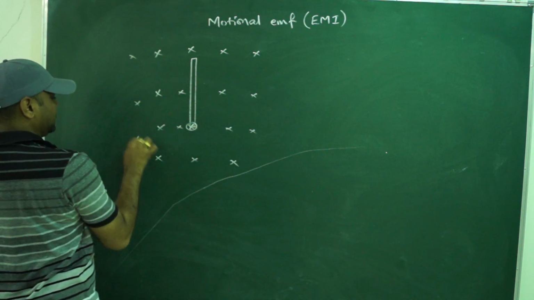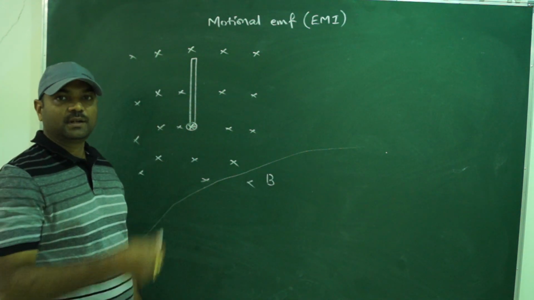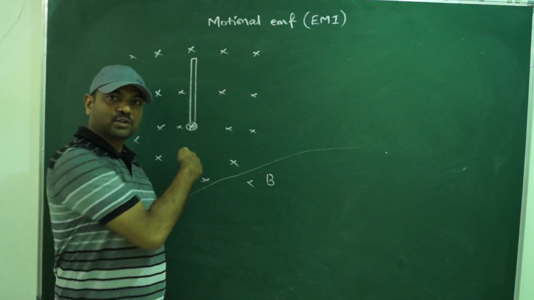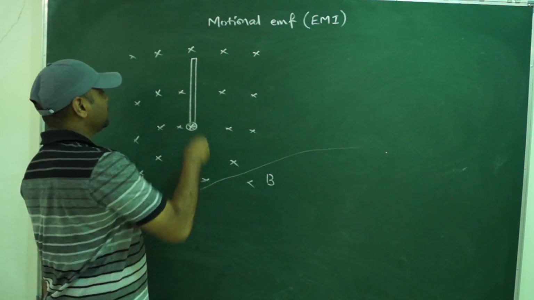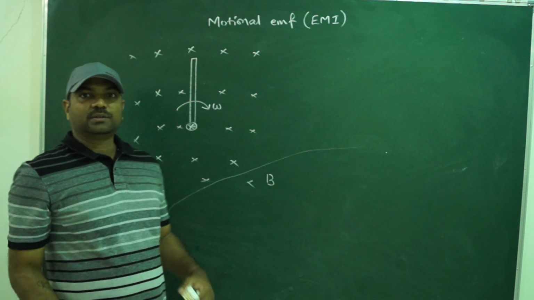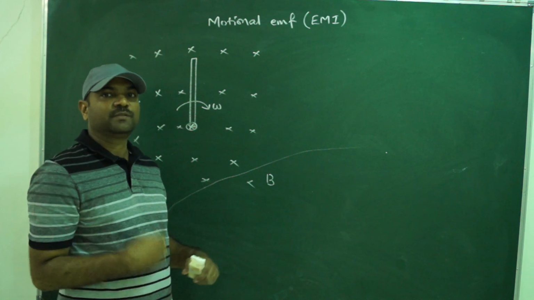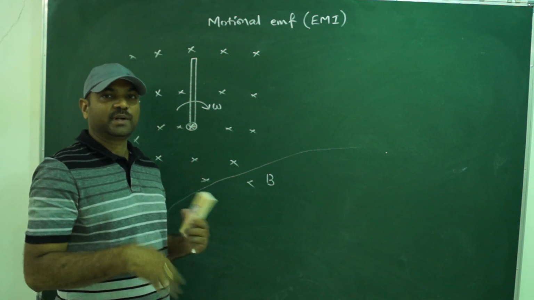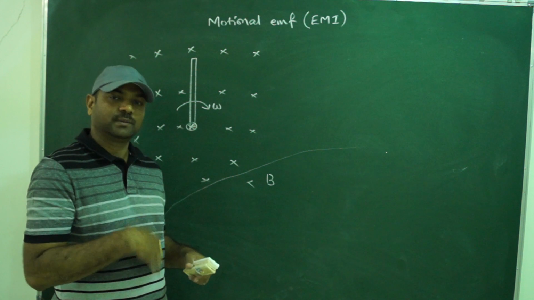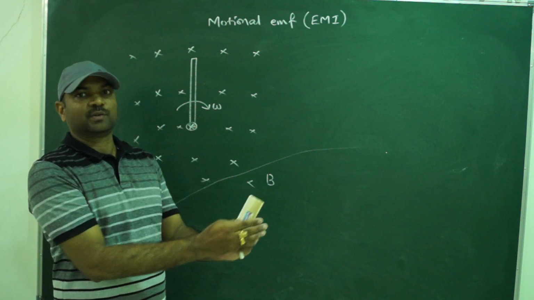So the magnetic field is completely filled in this region. It's a uniform magnetic field, the direction is into the board, and this rod is rotating with angular velocity omega. So here it is instantaneous. If omega is increasing, the potential difference also keeps on increasing. If omega is decreasing, potential difference keeps on decreasing. So I am talking about a particular omega.